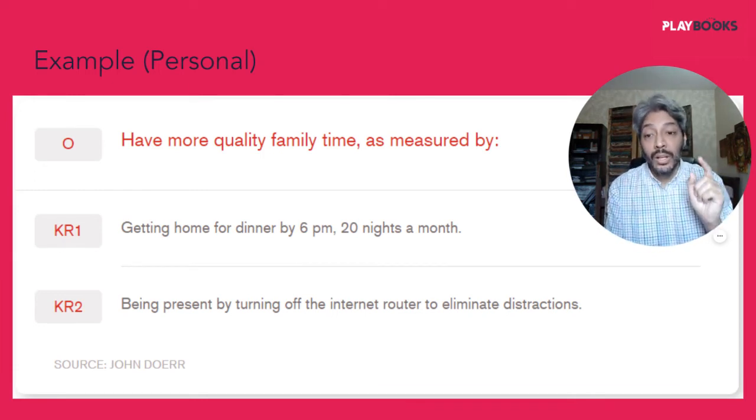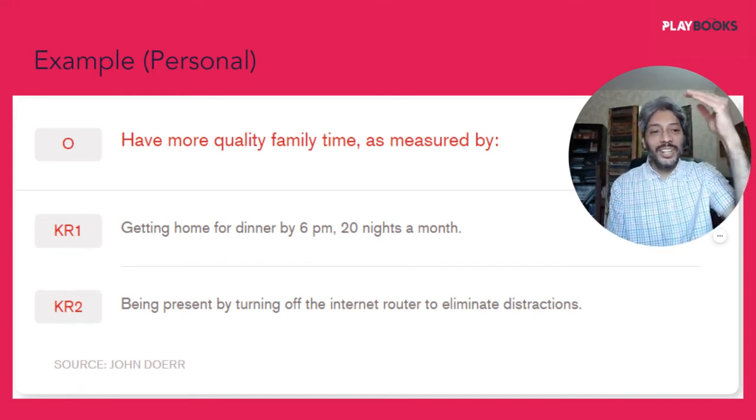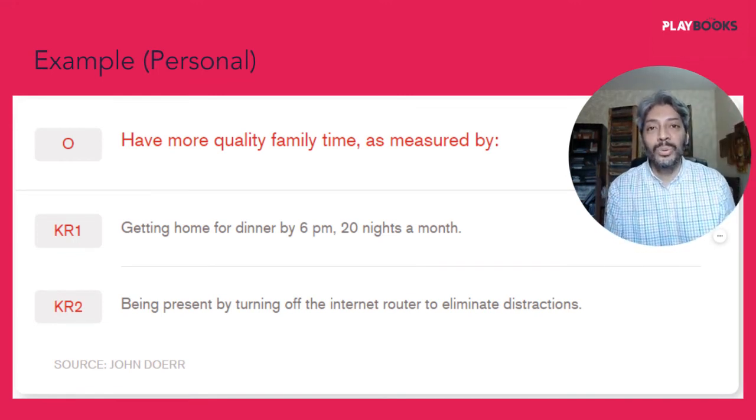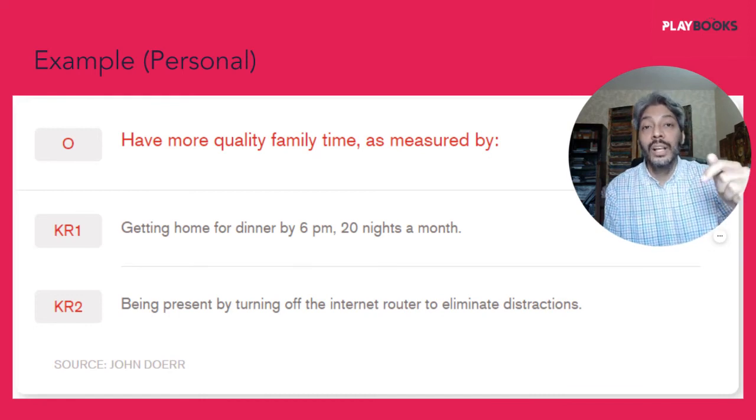And KR2, being present by turning off the internet router to eliminate distractions. I wish all of us could implement this KR once in a while, but essentially this shows you a great example of how an individual could set a clear objective and the KRs which help them measure how they will achieve this what.